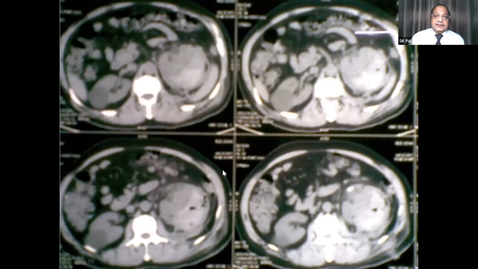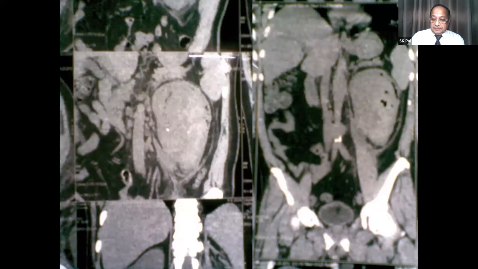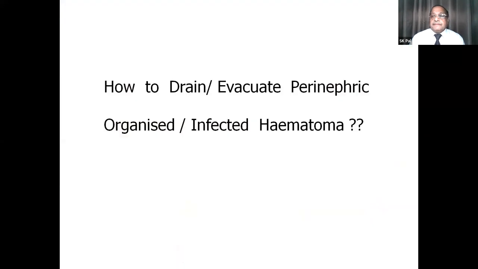But in our setup, when the infective complications are quite often more common, I had to do 3 cases of perinephric hematomas which got infected, and there was continuous pus discharge from the wound. So I had to do evacuation of the perinephric hematomas, particularly in 3 cases. Now, how to drain or evacuate the perinephric or infected hematoma? The patient has undergone PCNL.